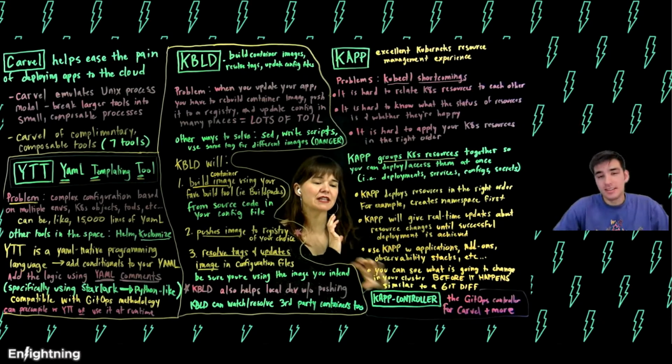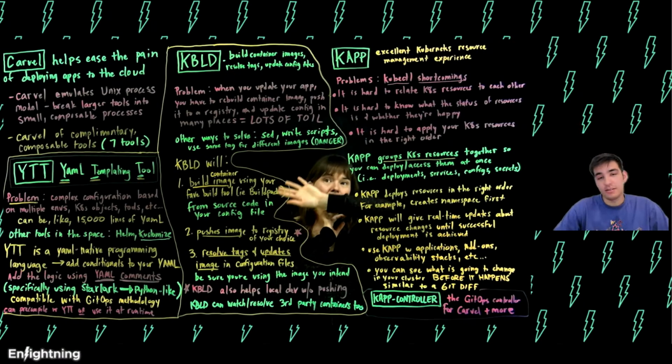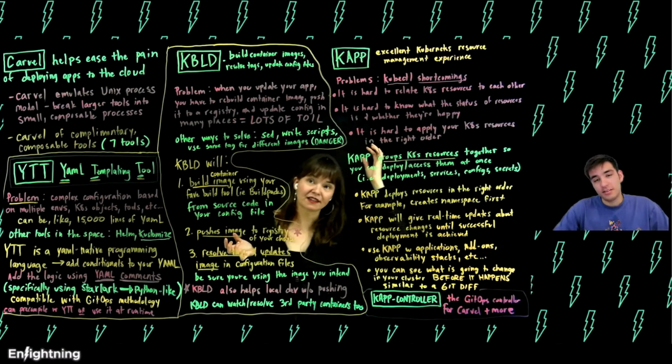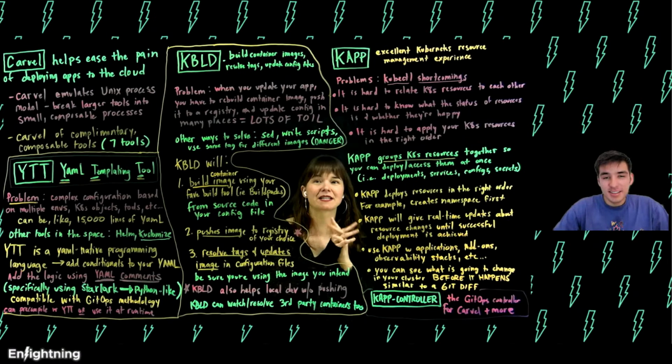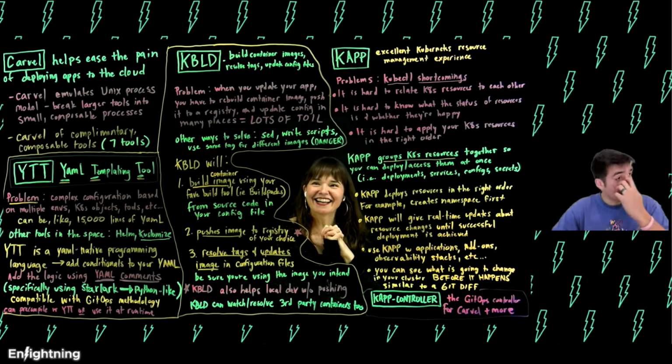And then we talked about one of the controller tools that's in the Carvel set, which is the CAP controller. So you can use the GitOps controller to integrate all of these Carvel tools and more into your Kubernetes cluster or into your GitOps experience, we'll say, because it could be a multi-cluster experience. Absolutely. Yeah, that's a really good point. And CAP controller does have support for multi-cluster.